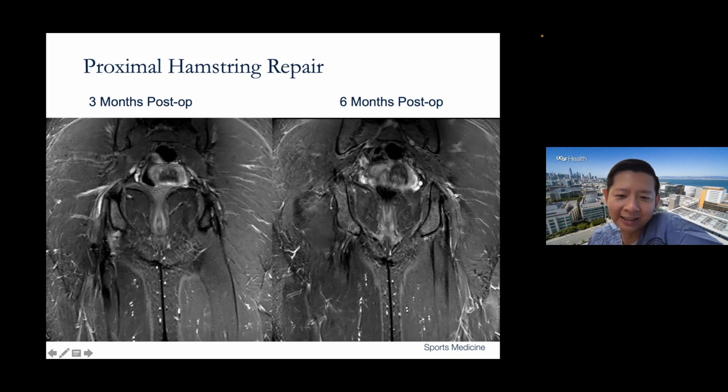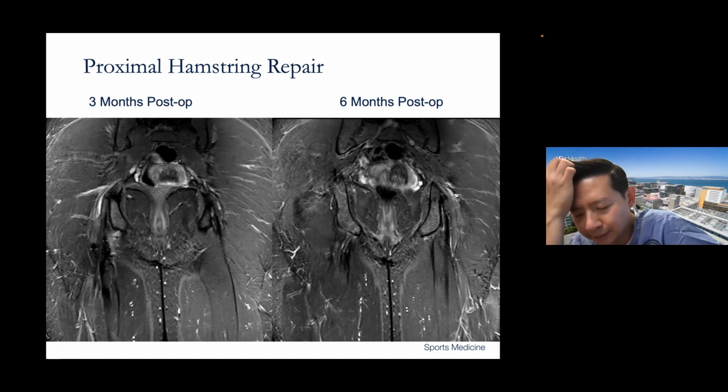3 months later, we got another MRI. Hey, that looks like it's fully attached. So essentially all this white stuff, it's not fluid, it's just kind of like tissue that's changing and filling in.